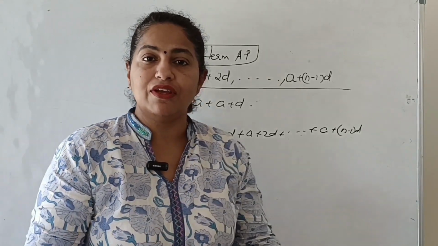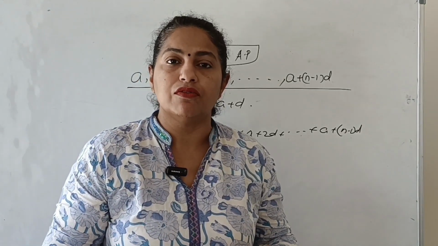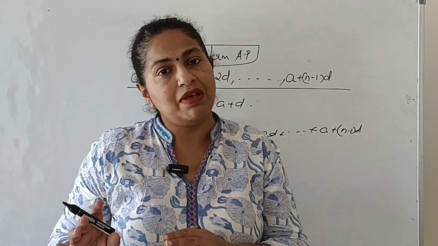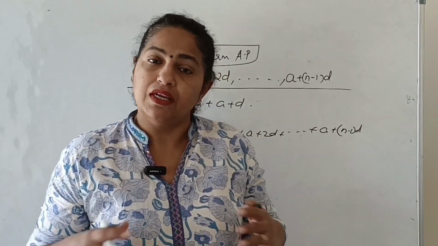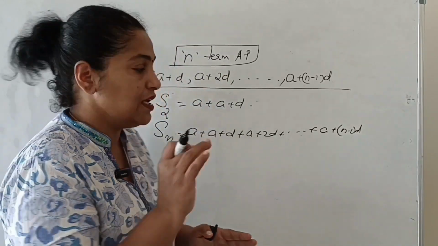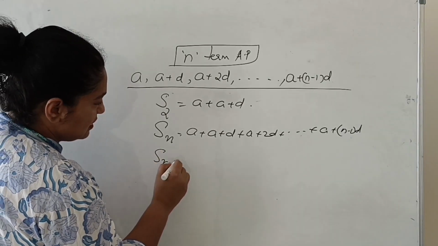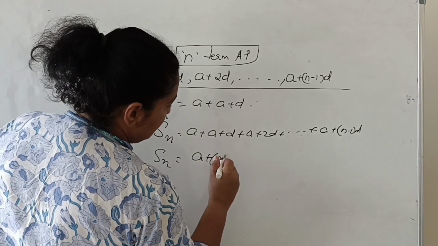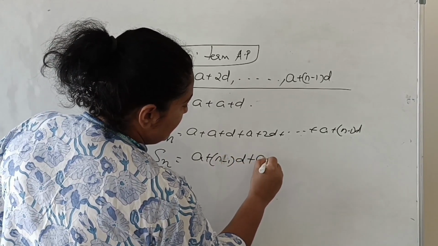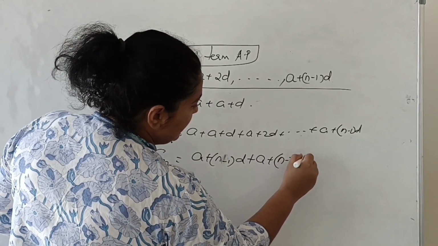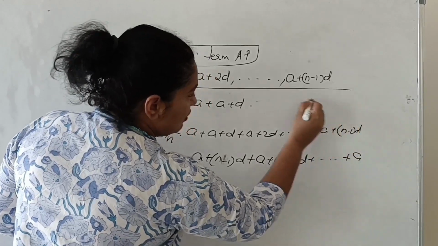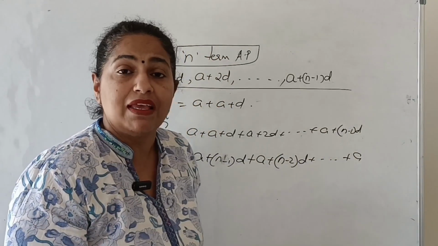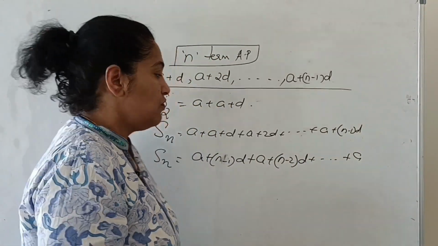Now you know that addition is commutative. What do you mean by commutative? Whichever way you add, you will finally get the same answer. 1 plus 2 plus 3 is the same as 3 plus 2 plus 1 or 2 plus 3 plus 1. Any which way you add, you get the same answer. So, I can also write this in the reverse way: a plus n minus 1 d, plus a plus n minus 2 d, plus, up to a. You know that before a plus n minus 1 d, you should have a plus n minus 2 d.